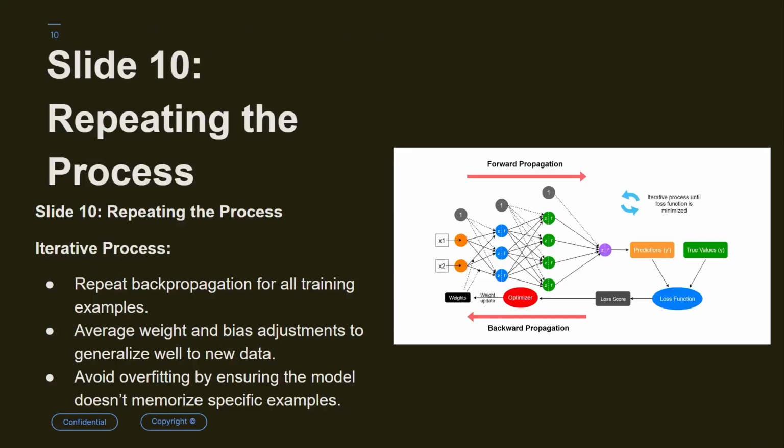Repeating the process. Backpropagation is not a one-time process. We repeat it for every training example in the dataset. After processing all examples, we average the adjustments made to the weights and biases. This averaging helps ensure that the model generalizes well to unseen data. If we only focus on one example at a time, we might end up overfitting the model to that particular example, leading to poor performance on new data.